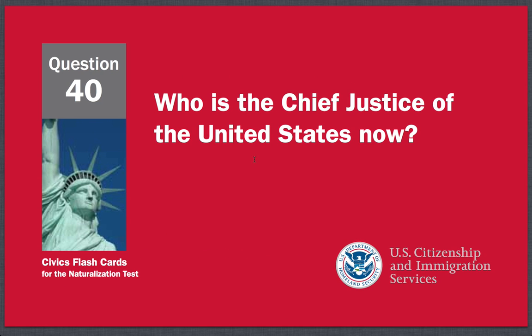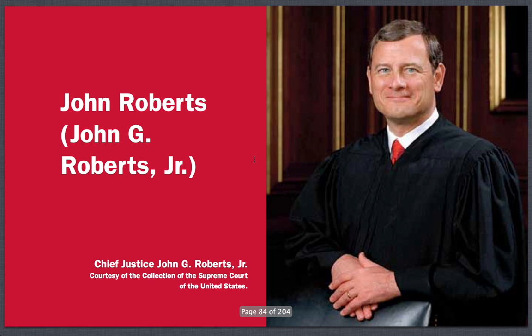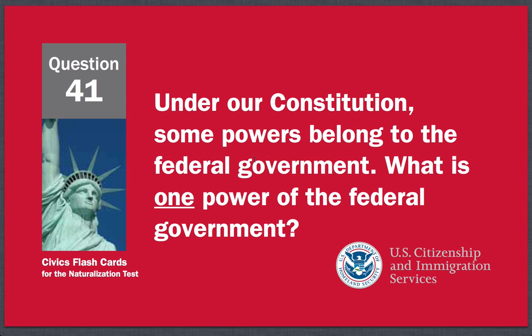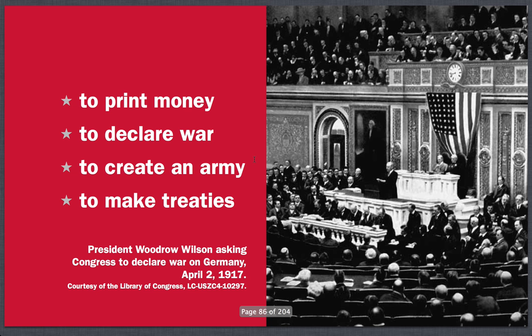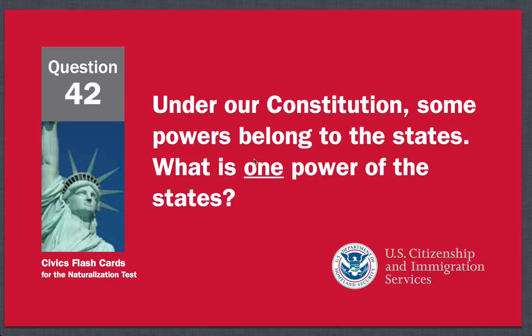What is the Chief Justice of the United States now? Right now, it's John Roberts, and hopefully it won't change for a few years. Under our Constitution, some powers belong to the federal government. What is one power of the federal government? To print money, declare war, create an army, to make treaties.